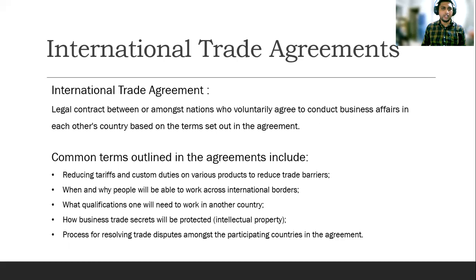International trade agreement. An international trade agreement is a legal contract between or amongst nations who voluntarily agree to conduct business affairs in each other's country based on the terms set out in the agreement. There are common terms outlined in the agreement, which include reducing tariffs and customs duties, when and why people will be able to work across international borders, what qualifications one will need to work in another country, and how business trade secrets will be protected. Actually, they made all the terms and conditions.